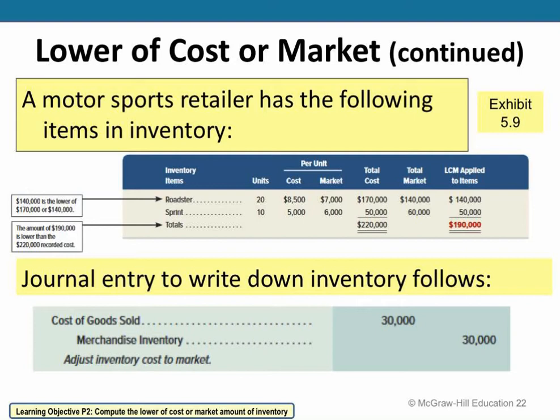So in the case of the Roadster, we had 170,000 as the total cost, and then we had 140,000 as the total market. So we'll reduce that to the 140,000. So we're going to have a $30,000 cost associated with the Roadster. For the Sprint, we have a $50,000 total cost and $60,000 market, so no adjustment is needed here. We can keep the $50,000 cost that we have assigned, and so we'll have the $30,000 total for that reduction to get debited to cost of goods sold, and the $30,000 credited to merchandise inventory.